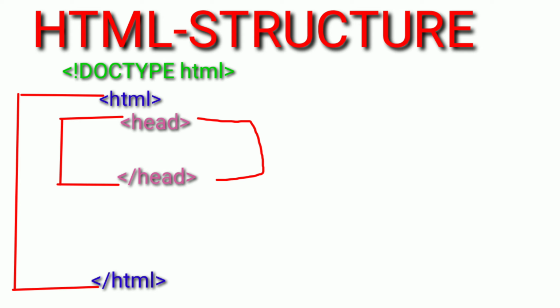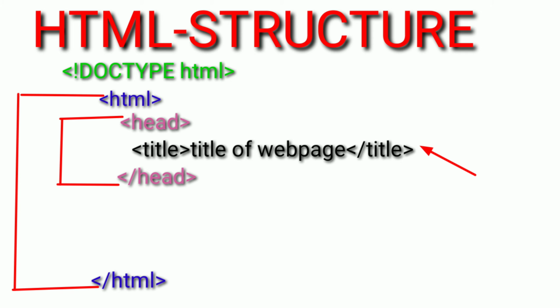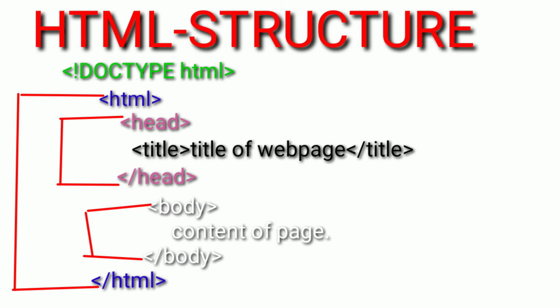Head tag contains information about the web page but is not displayed in the web page. Title tag contains the web page title and is also displayed in the title bar of the web page. Body tag contains the content of the web page, meaning text, images, and all those things.